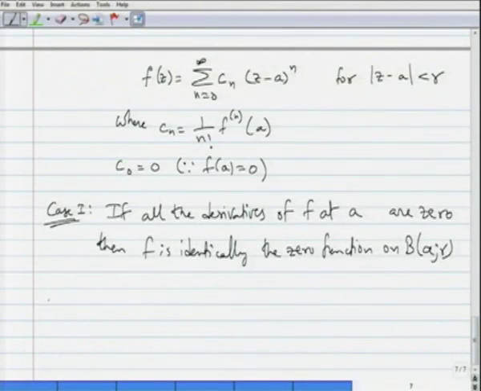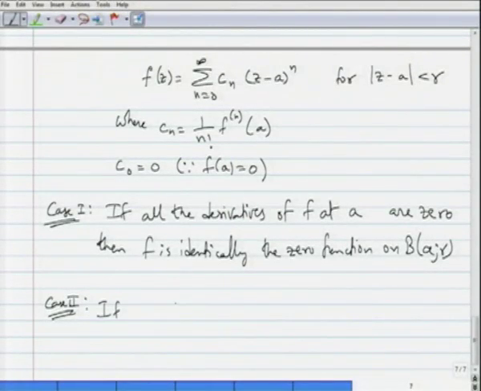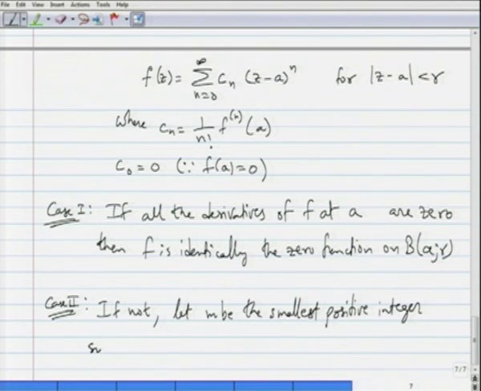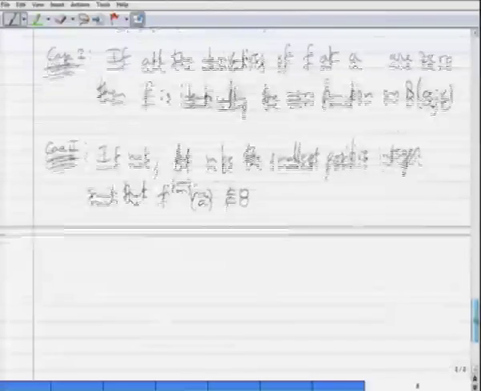Okay. And then case 2, suppose that is not true. If not all the derivatives of f at a are 0, then there is a smallest positive integer such that the mth derivative of f at a is non-zero. So, if case 1 is not true, let m be the smallest positive integer such that f^(m), the mth derivative of f at a, is non-zero. Correspondingly, that particular C_m in the Taylor series expansion will be non-zero.